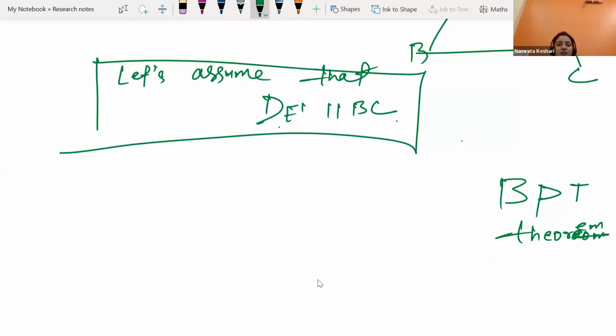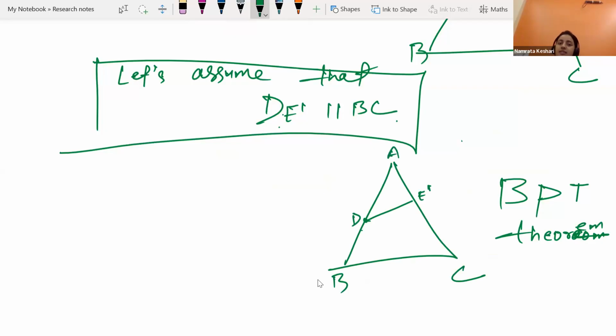Okay, we can use the basic proportionality theorem if we are having a triangle where D is there, E dash is there, and DE dash is parallel to BC. Then we can say that AD by BD is equal to AE dash by E dash C. So far, is it making sense to all of you? Yes or no?